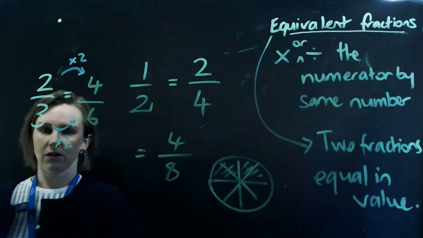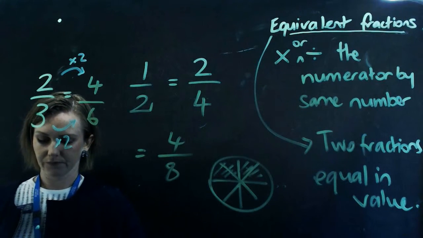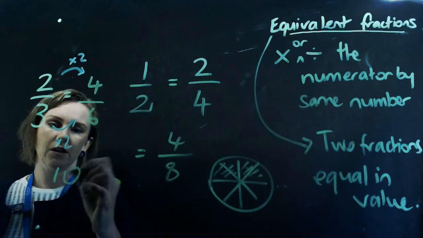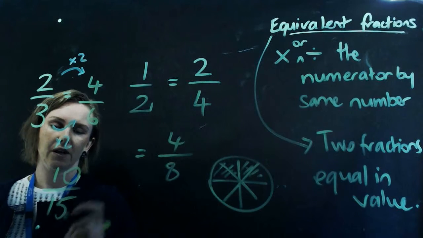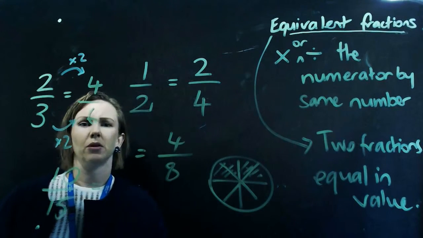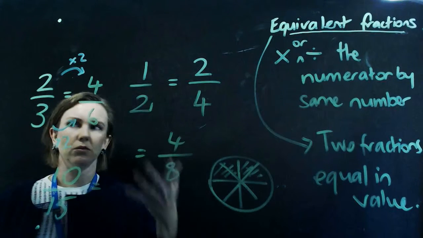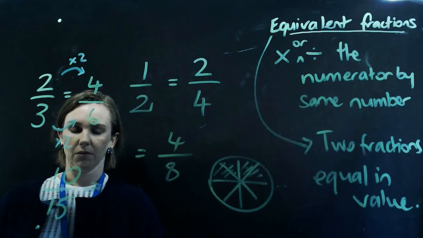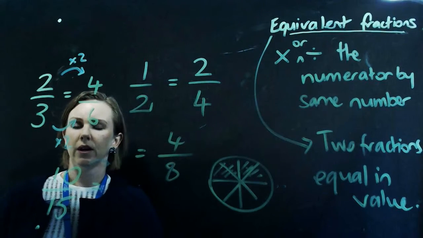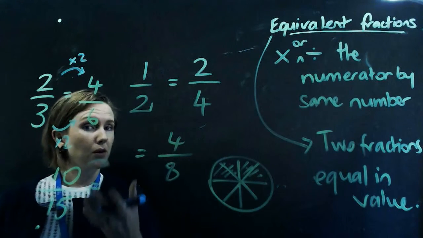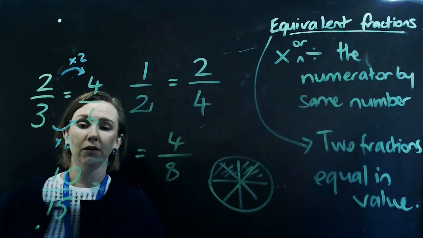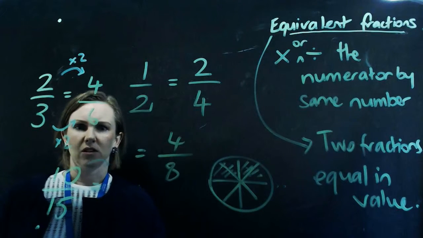Thinking of another example, let's go 10/15. Now most of the time we find equivalent fractions by multiplying, because I think people are more comfortable multiplying than dividing. But I'll show you an example where you can divide. So you must think to yourself, what numbers do 10 and 15 both divide into? You could have an answer of 5, and that's the only option really.